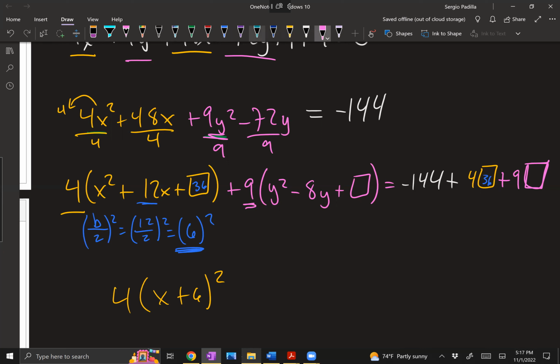For this one, I'm going to do the exact same thing. I'm going to take my b divided by 2 and I'm going to square it. This time my b is negative 8. When you divide that by 2, you get negative 4 squared is 16 in both of those boxes. So factoring this guy down is going to be plus 9 times, again, using this number, y minus 4 squared is equal to, now we have to actually work these out really quickly.